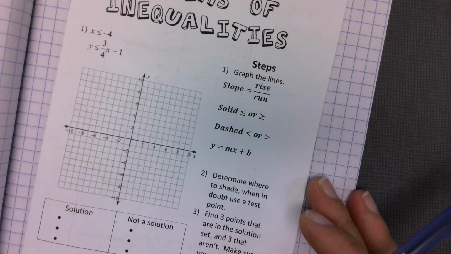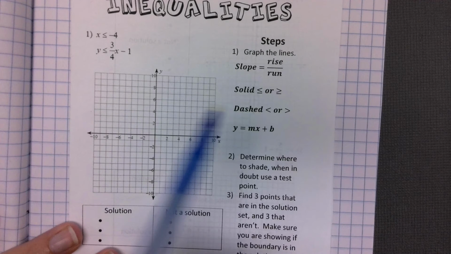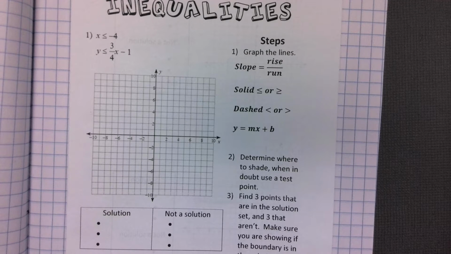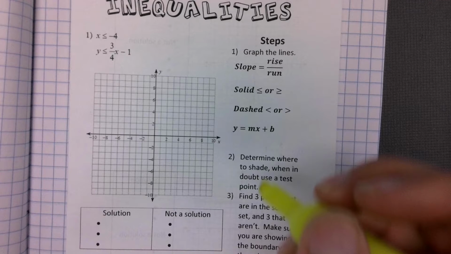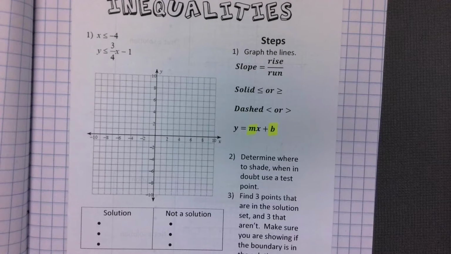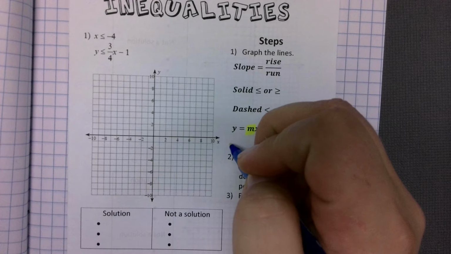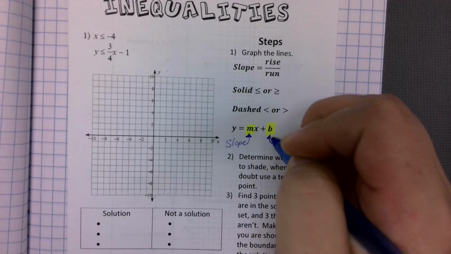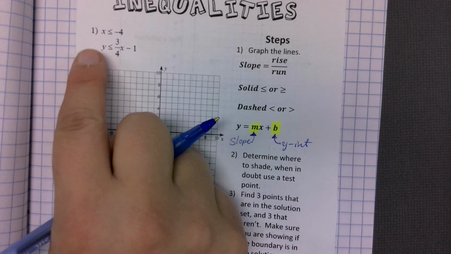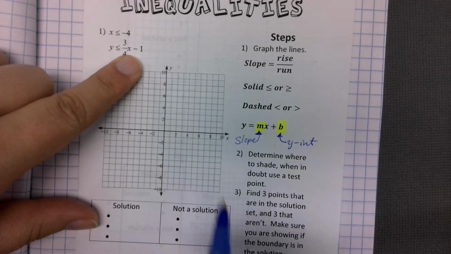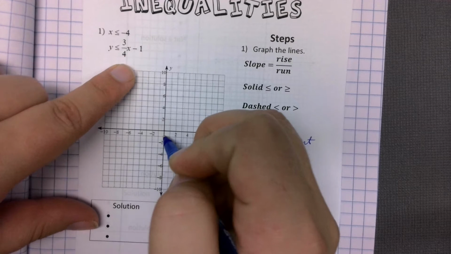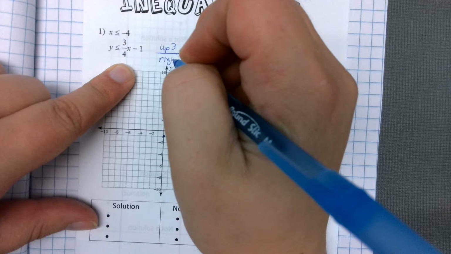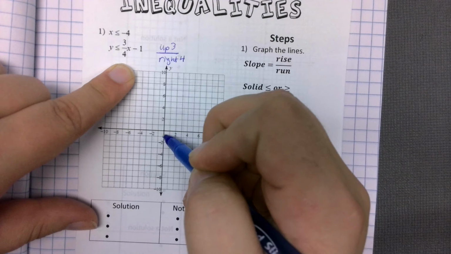Okay, the first thing we're going to do is graph these inequalities. So step one is knowing how to graph. We're going to look at y equals mx plus b because this is what you're used to seeing. Now you should remember that m means slope and b means your y-intercept. So when we're looking at this equation, my y-intercept is -1, and the slope is 3 over 4. That means up 3, right 4. So from here I'm going to go 1, 2, 3, and then over 4.